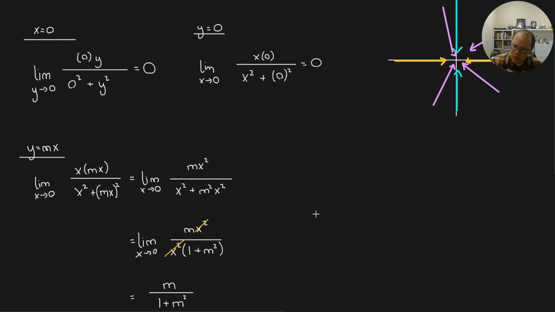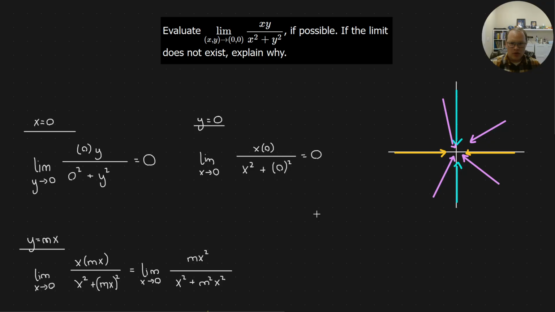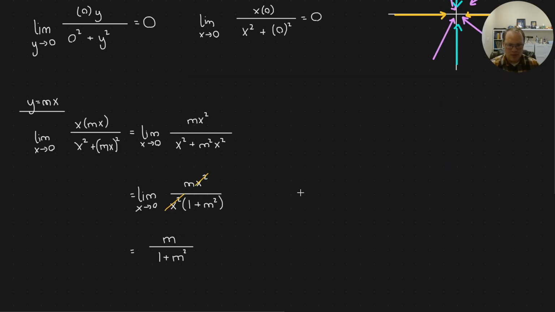So you could see why it's important to check every direction here. Okay? So our final answer here is that the limit as xy approaches 0, 0 of x times y over x squared plus y squared does not exist.